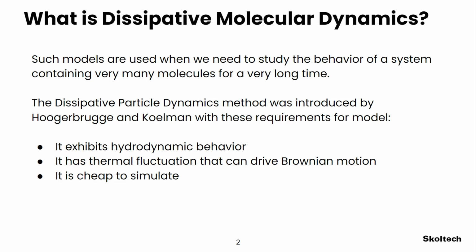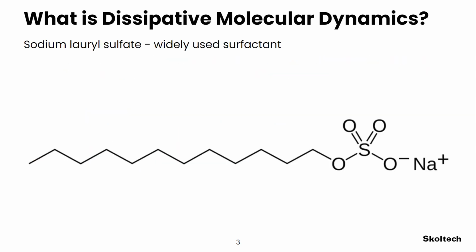It's cheap to simulate. Now, the dissipative particle dynamics method involves considering the interactions of groups of atoms rather than individual atoms. In this method, these groups of atoms are called beads, and specific characteristics are assigned to them to represent their behavior in real environments. For example, let's consider the structure of a surfactant. Here you can see sodium lauryl sulfate in water.